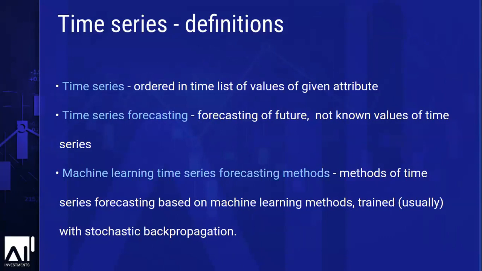The simplest definition is that time series is just the list of values of a given attribute, ordered in time. So it could be the price of a stock, the price of some goods. It could be the temperature, the rain level, and so on. And time series forecasting aims to forecast the future values of that time series. So we want to forecast the next value. We want to forecast the values in a selected time horizon and so on.